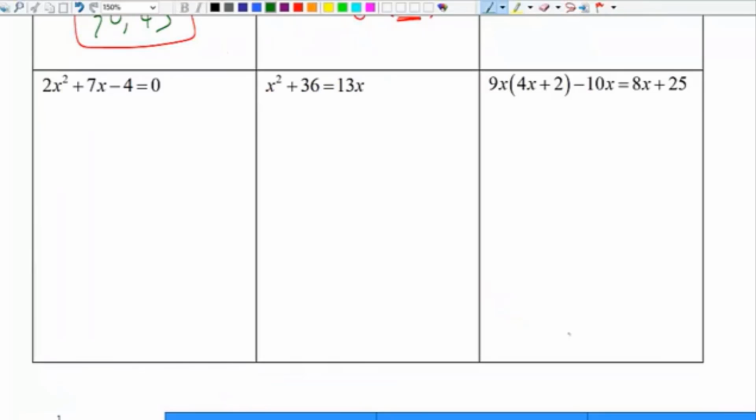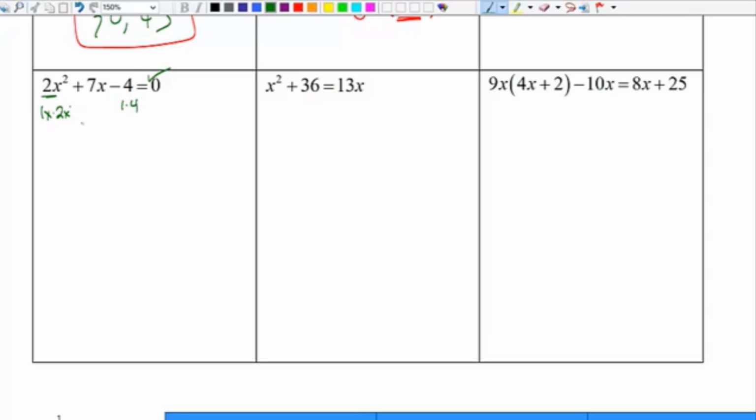On our next, we have 2x squared plus 7x minus 4. Step 1 is set it equal to 0. Yep, already done. Step 2, factor the left-hand side. I'm going to factor, it's a no GCF on this problem. It's a 3-term polynomial, and because the 2 in front is not a 1, this looks like a harder trinomial. So I'm going to use guess and check.